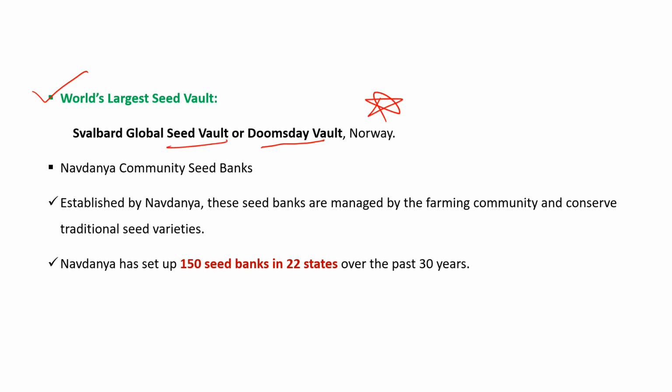So Navdhanya Community Seed Bank. Navdhanya is an NGO that is also working on the protection of seeds. This Navdhanya Seed Bank, established by the Navdhanya NGO, is managed by the farming community and conserves traditional seed varieties. Navdhanya has set up almost 150 seed banks in 22 states in the past 30 years.